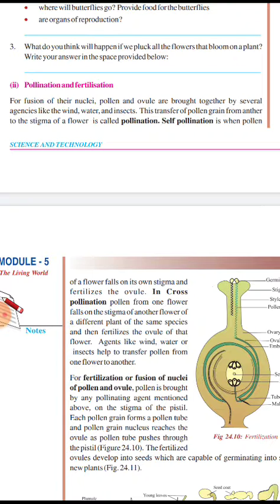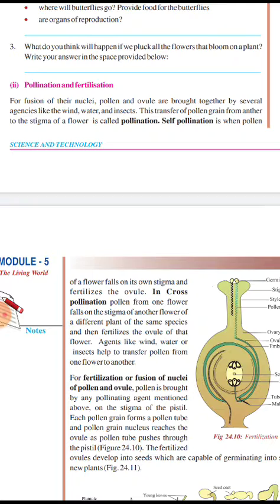The pollen falls onto the female part, and then pollination happens, or through water, or through insects. When insects land on the male part, the pollen grains stick to their legs, and when they move to the female part, there the pollination happens. This transfer of pollen grain from the anther, the male part, to the stigma of a flower is called pollination.